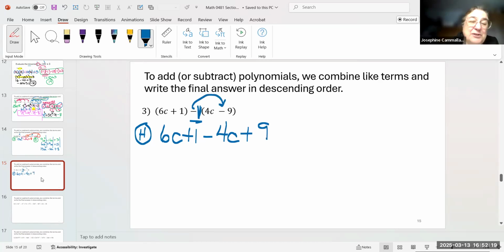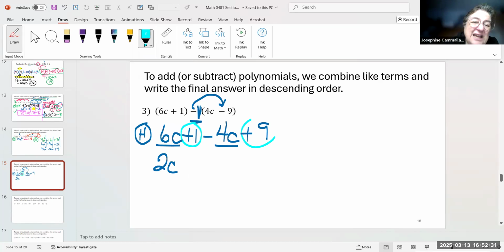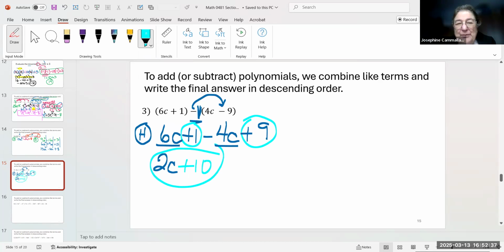This negative multiplies by a negative. These two terms come together. 2c, and then I have positive 9 and positive 1 give me positive 10. This is my answer.